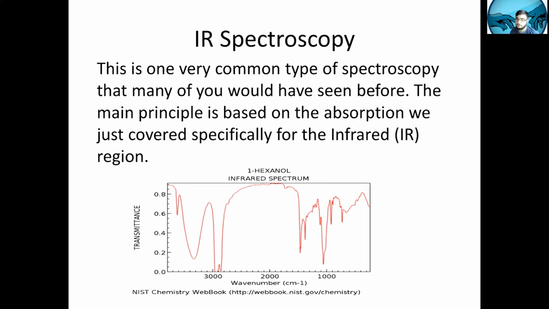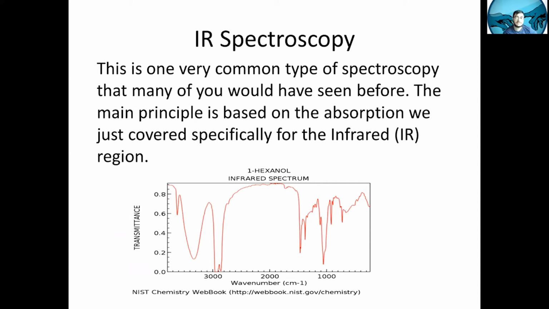Next, we want to move on to spectroscopy, right? And the first one we're going to look at is one that's extremely closely tied to absorption, which we just talked about. It's called IR spectroscopy, and the IR stands for infrared, which, remember, is a certain wavelength of light. Infrared is slightly lower energy and higher wavelength than visible light. So this is one very common type of spectroscopy that many of you have likely seen before.